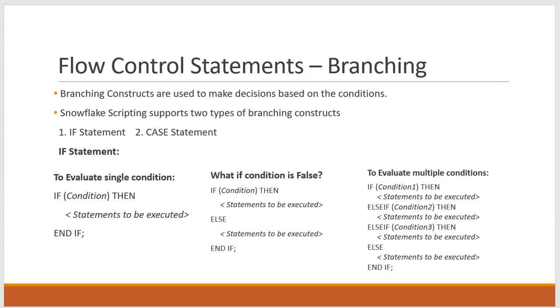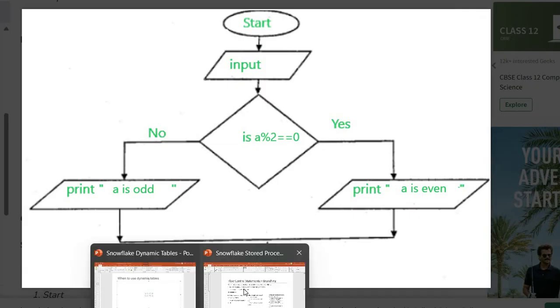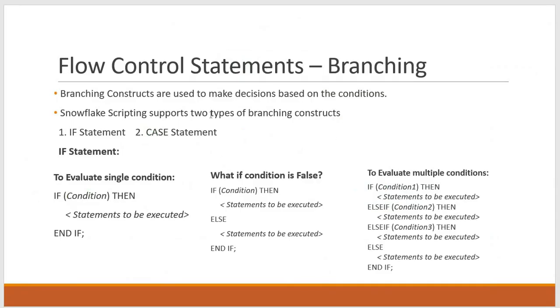If you see the flowchart again, here we are using a condition, A modulo 2 equals 0. We are saying if the condition is true or if the condition is false. So we have two types of branching constructs. The first one is the if statement and the second one is the case statement. In Snowflake scripting we have these two branching constructs. First we'll discuss the if statement.